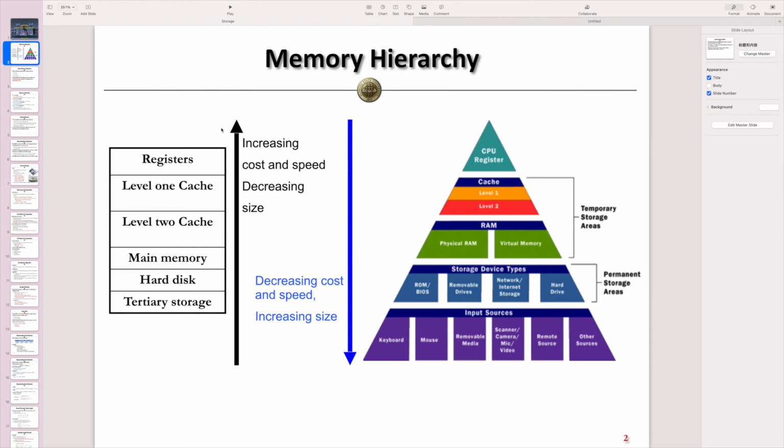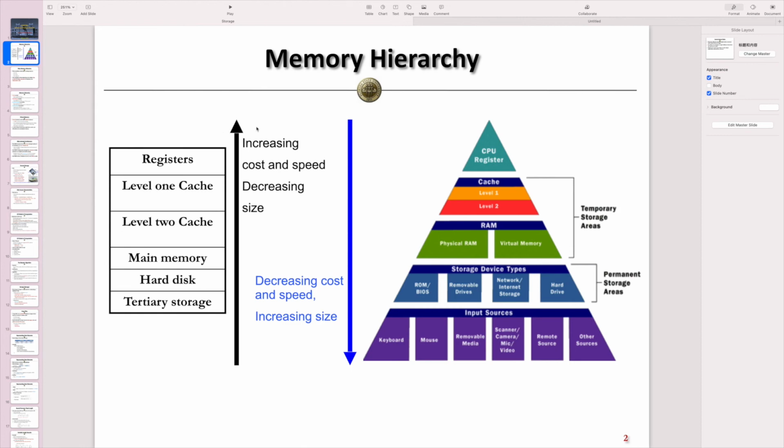And then besides that, we can also have some other tertiary storage devices and sources. Like as shown here in this page, we can have different kinds of input sources for keyboard, the mouse, as well as some removable medium, the scanner, camera, mic, video, remote source, as well as some other sources.